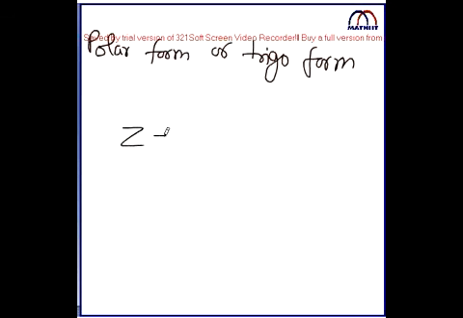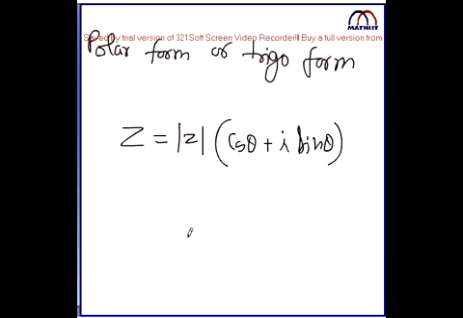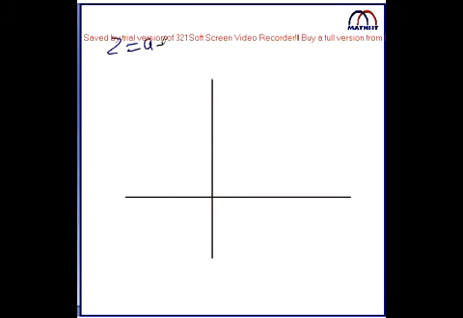Actually, Z can be written this way also: mod Z in the bracket cos theta plus i sin theta. How is it coming? You can understand how it's coming. Very easy. Take a Z. Suppose I say Z equal to A plus iB. Suppose A comma B is here. So I just completed the figure. Yes, this is Z, we got it. If I'm asking you what this is, you will say A.